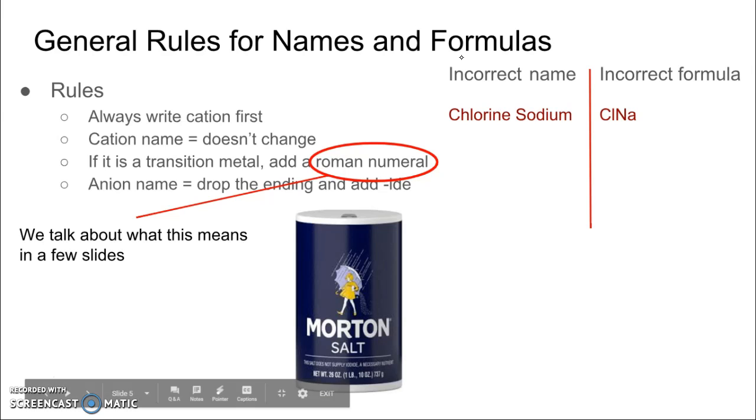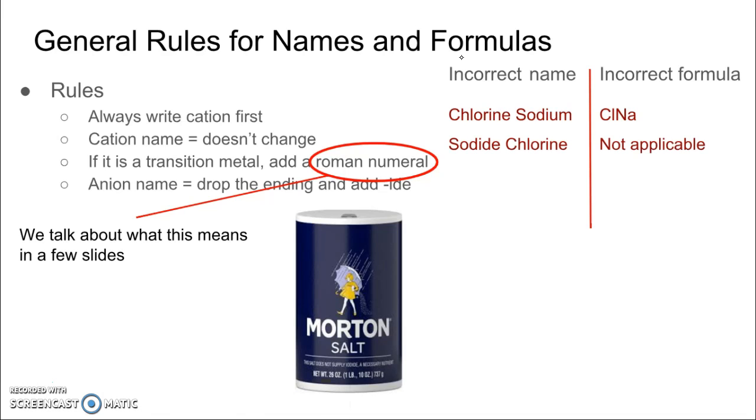Okay, cation name. If we decided to change the ending of this, we would look at something like sodide chlorine. Sodide chlorine just sounds wrong. Don't do it. It's wrong. And then this is not applicable to the formula because we don't write out the whole name when we do the formula. Like I said, we'll talk about Roman numerals later, but sodium is not a transition metal, so we don't even need to worry about that step.